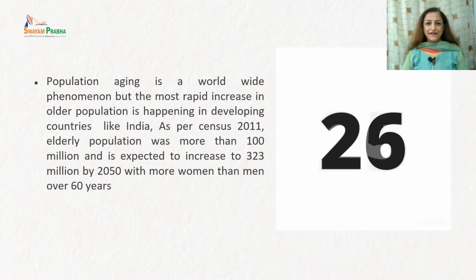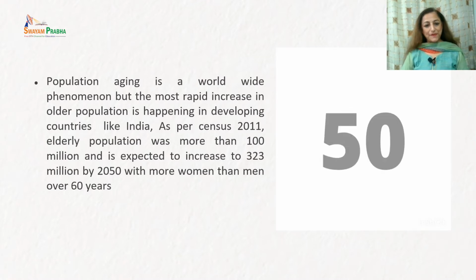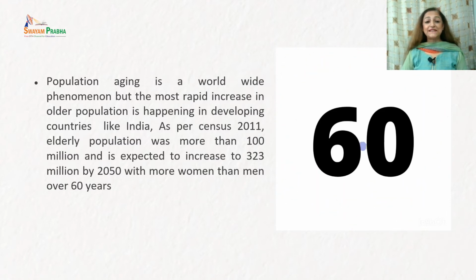Population aging is a worldwide phenomenon, but the most rapid increase in the older population is happening in developing countries like India. As per the census 2011, the elderly population was more than 100 million, and it is expected to increase to 323 million by 2050. We are expecting to have more elderly women than men in the time to come who will be over 60 years of age.